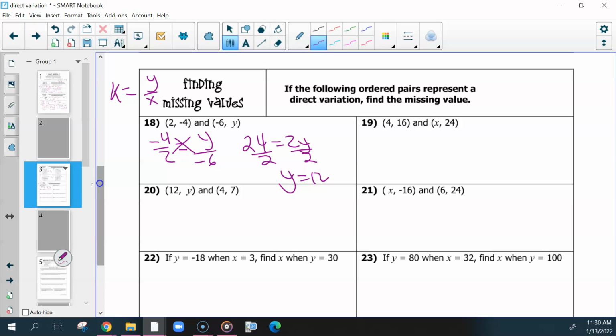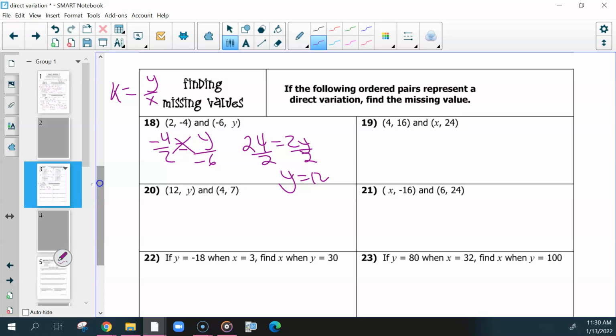Before we do the next one, does anyone have any questions on how we set that up, solved it, or got the answer? We're going to jump to 21. This one we're going to do a little bit differently.